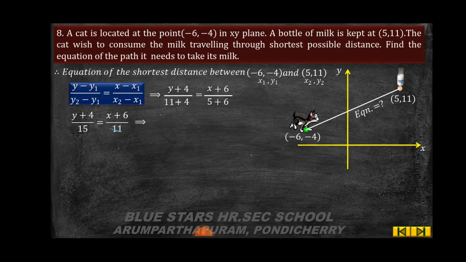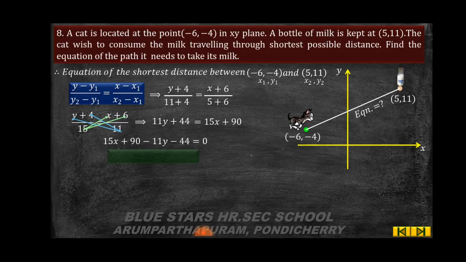The next step is cross multiplication. So 11 into y plus 4, so 11y plus 44, which is equal to 15 into x plus 6, which is equal to 15x plus 15 into 6 is 90. So 15x plus 90 minus 11y minus 44 is equal to 0. Therefore, the equation of the path to reach the milk is 15x minus 11y plus 46 is equal to 0.